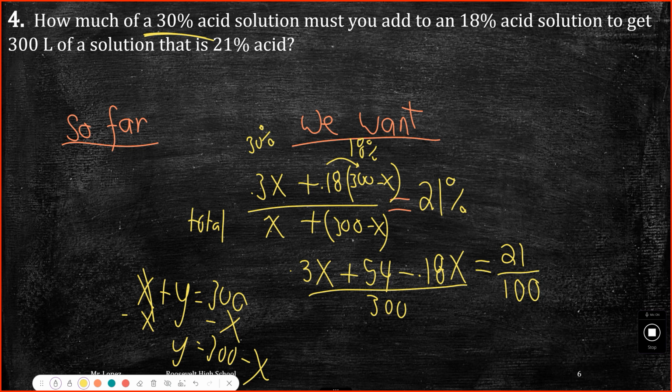All right, what can we do here? On top, what's 0.3x minus 0.18x? Because these are like terms, no? So what's that going to be? It's not negative. Isn't that 0.12? Just positive 0.12x? Yes? Plus 54?